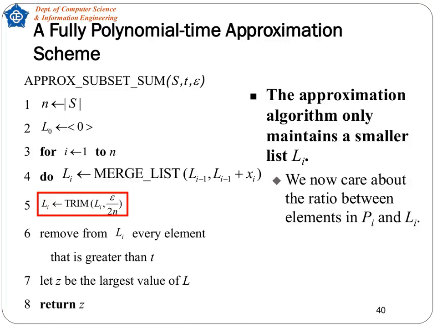To prevent exponential growth, step 5 applies the trim operation with parameter epsilon/2n. Trim prunes away any sum that's within a factor of 1 plus epsilon/2n of a smaller one, keeping only a single representative from each cluster of near duplicates. After trimming, we discard any sums exceeding our target t. Once all n elements have been processed, the algorithm simply returns the largest remaining sum z*. By trimming at every iteration, we ensure each L_i stays small, guaranteeing polynomial running time, while still delivering a solution within 1 plus epsilon of optimal.